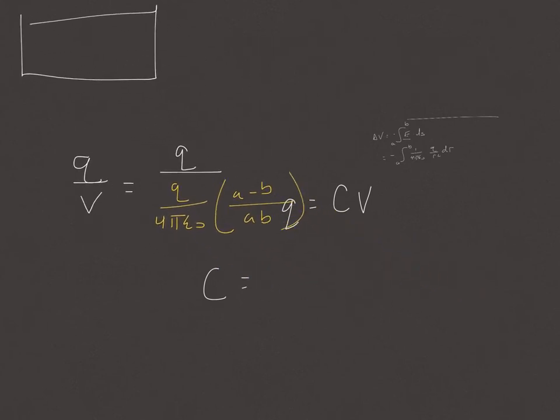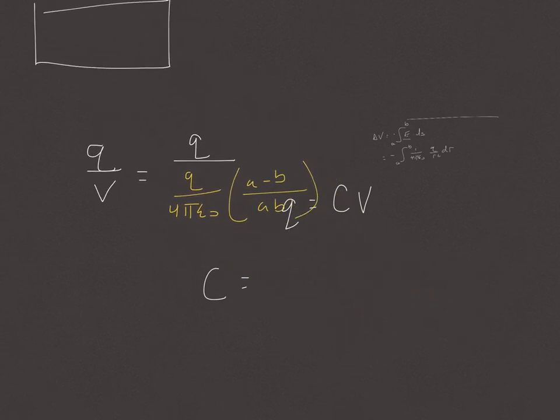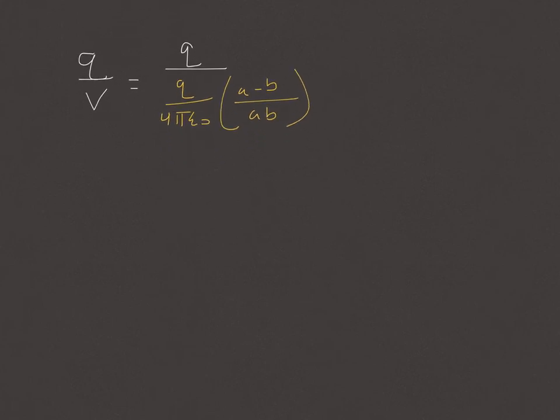Alright, try to clean this area up a little bit. Move that over. There we go. So now just do the math. The Q's cancel. The bottom flips up to the top. So we have 4 pi epsilon naught times AB over A minus B. And that is going to be what the capacitance is equal to right there.